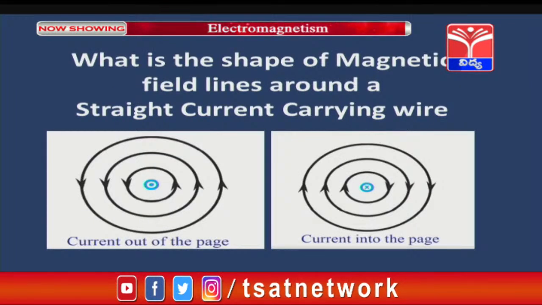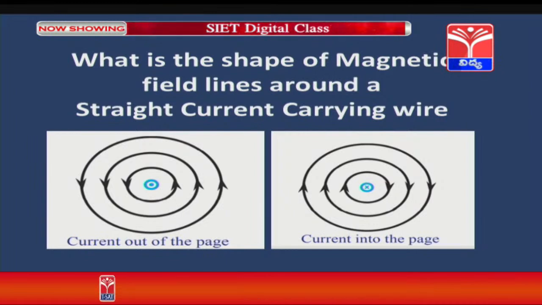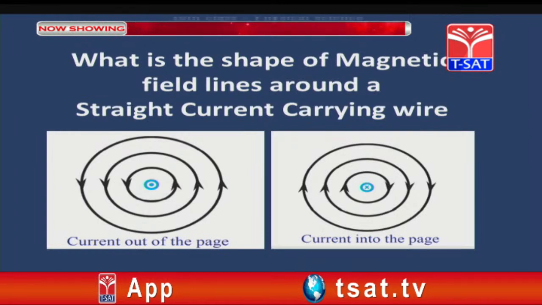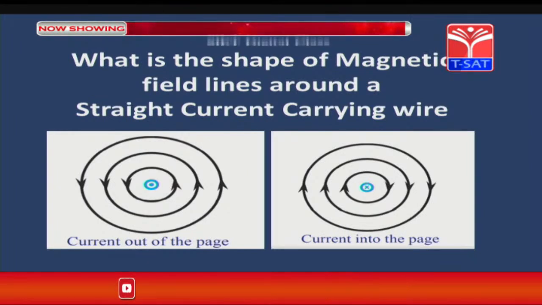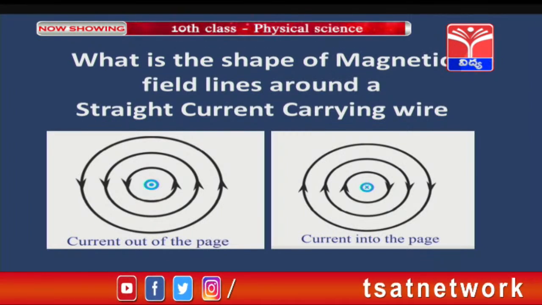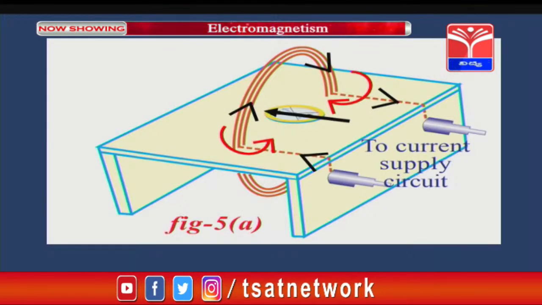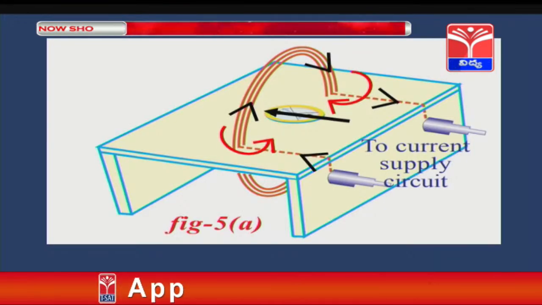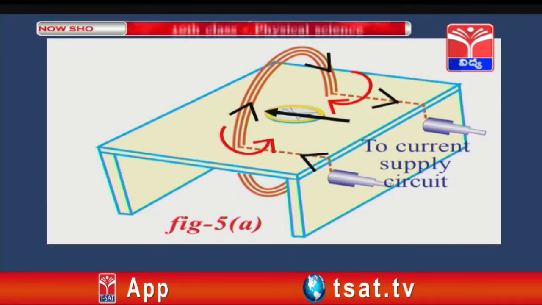The shape of the magnetic field lines around a wire which is going out of the page, the magnetic field will be anticlockwise, and the magnetic field around a wire through which the current is going into the page, the magnetic field will be clockwise. The magnetic field around a circular coil will be perpendicular to the page and it will be along the axis.